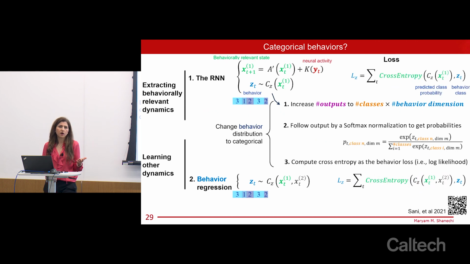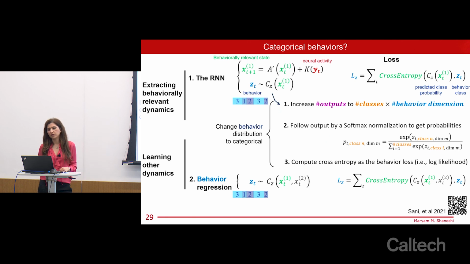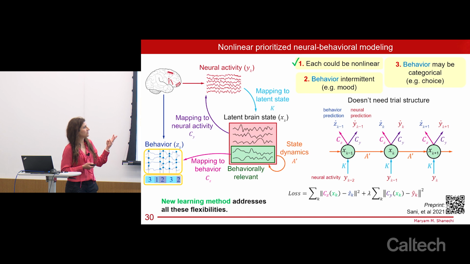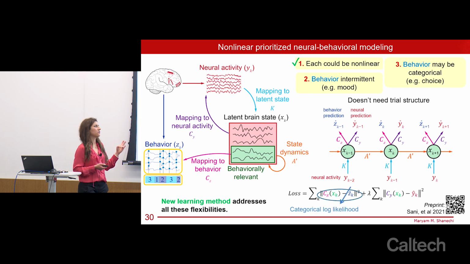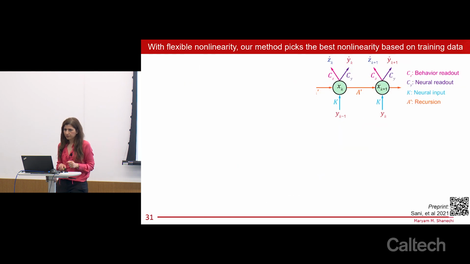And finally, the log likelihood for a categorical distribution can be computed through this cross-entropy operation between the predicted probability of the class and the true behavior class. So if you look at the cross-entropy, you can find the log likelihood for this behavior, which is categorical. So that's what we do to address categorical variables. Now, we have the nonlinearity addressed. We have the categorical behaviors addressed. And finally, we can address intermittent behaviors through masking. So whenever you don't have a behavior, you just mask it in your loss function when you're running your gradient descent. OK. So that's the details of the optimization.